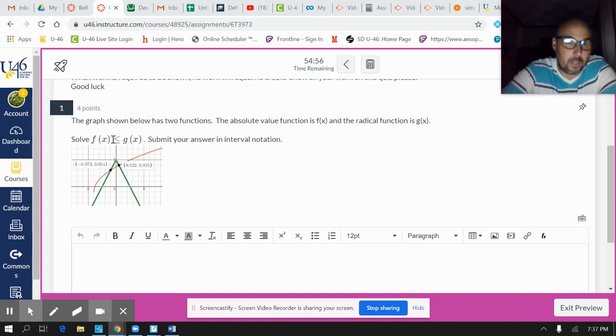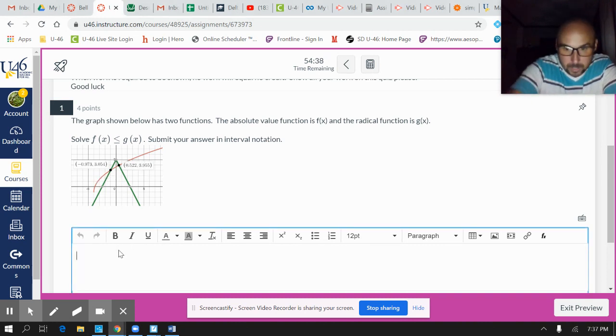In other words, the y values of f are less than g's y values. And then also over here on this part of the graph, the y values on the green function are less than the y values in the red function. So there are two intervals, this interval on the left and this interval on the right. The most common incorrect answer I saw was this.